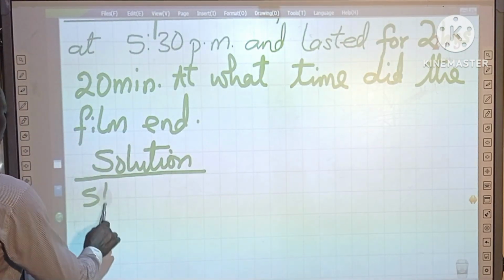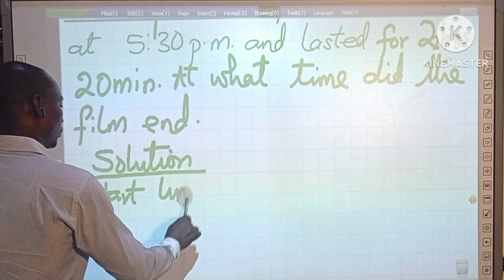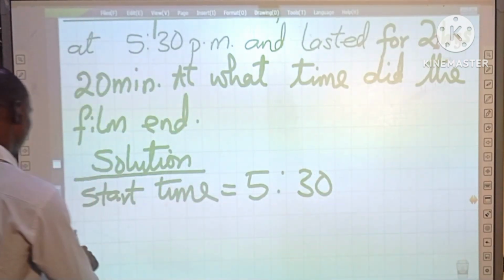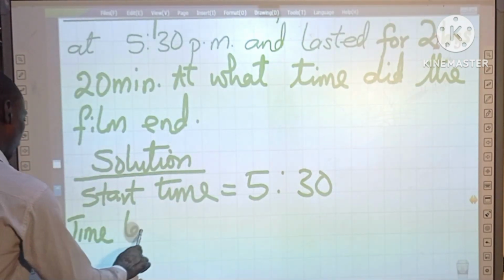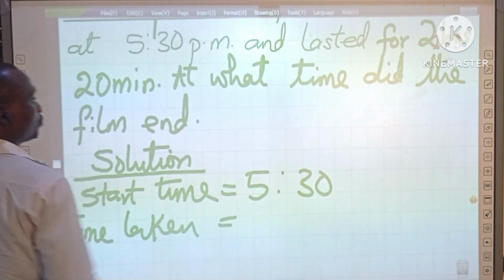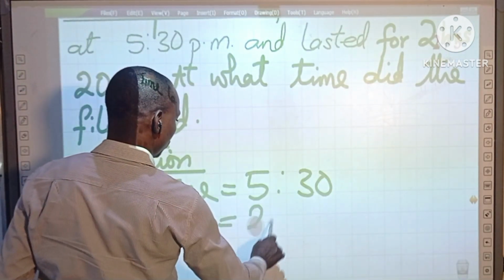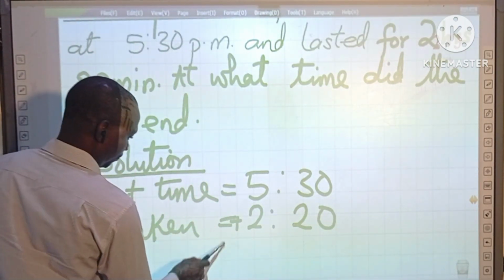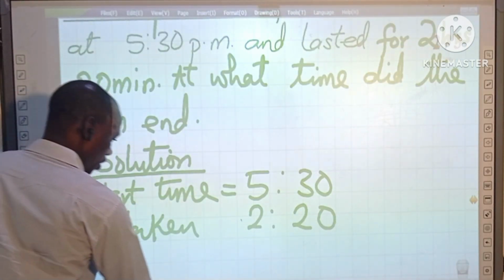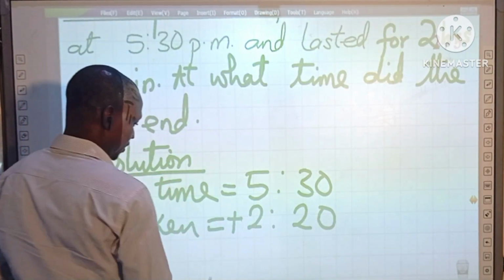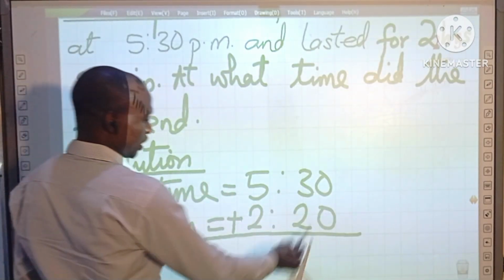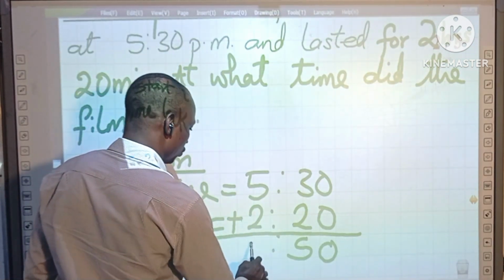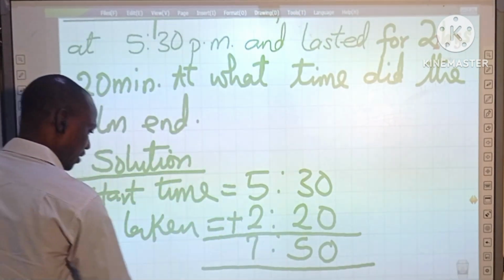So, from our question, start time is equal to 5:30. Time taken is equal to 2 hours 20 minutes. Now, because we were not given the stop time, but we're just given time taken, we add. So in this case, we are adding this time together. We have 0, 3 plus 2 is 5, and 5 plus 2 is 7. So this is our answer.